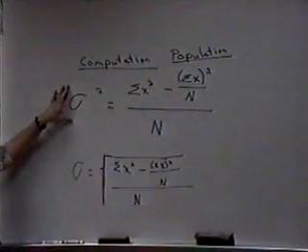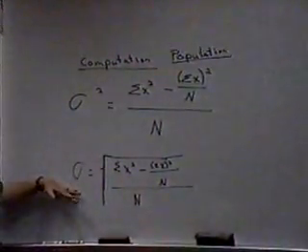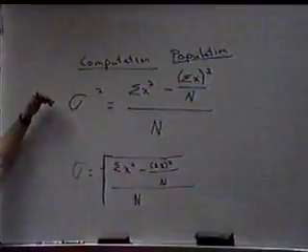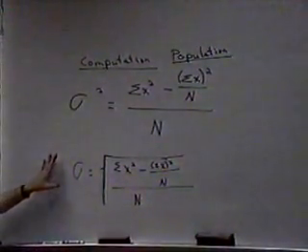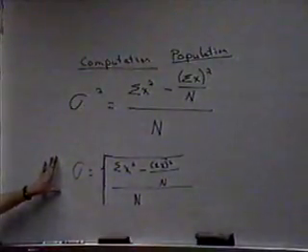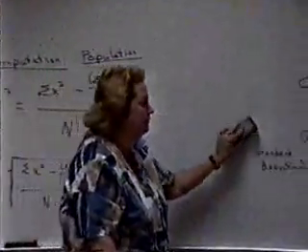The variance has a squared on it. Once you take the square root, this is now standard deviation. And this is what you would use if you knew it was a population. But if it's not a population, if it's a sample, we have a completely different formula.